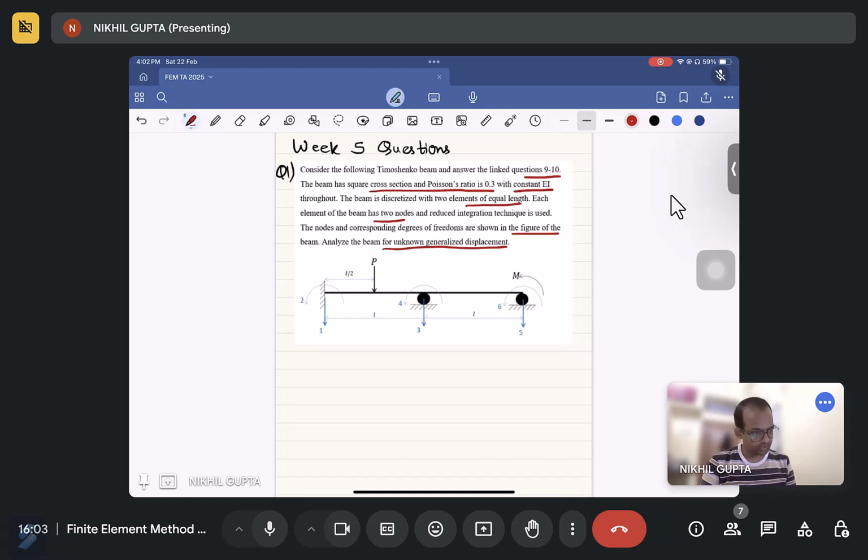Okay, so first I'll tell you how to distribute this load. One of you asked about this in the class before, and I have this problem, so I'll discuss it here. Let's say you have u as u1 and u2, or generalized, you can write it as u = N_i u_i.